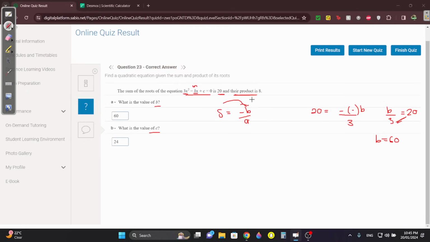What is the value of c? Here they said the product is 8, and you know the product equals c over a. And since the product is 8, we put 8 equals c over a. Do we know c? No, we don't know c. And there's no negative beside it, so you just keep it as c over a. What is a? A is 3. How do you find c now? You cross multiply, you get c is 24.